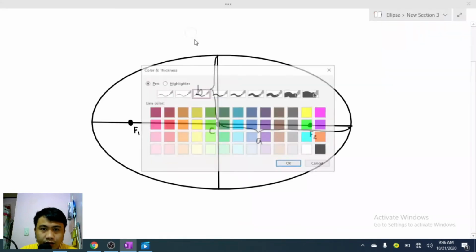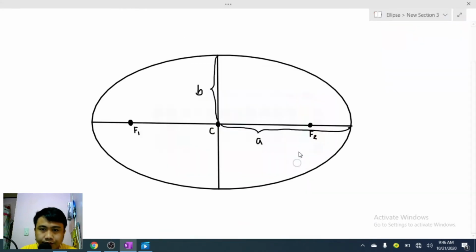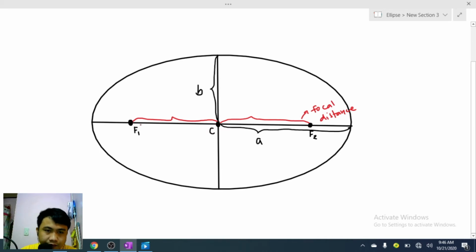Palitan muna natin ng kulay para makita natin. So, from the center to the focus. Ito yung ating focal distance. Okay? Which is the same also dito sa kabila. Ito rin yung focal distance natin. Kung ano yung length ng from the center to the focus, ay ganun din dun sa kabilang focus. And kabilang distance from the center to the focus.